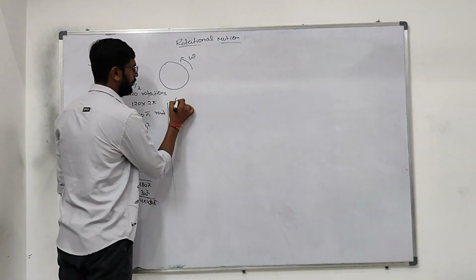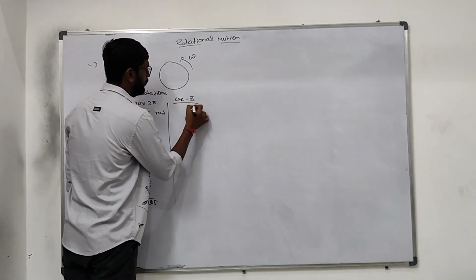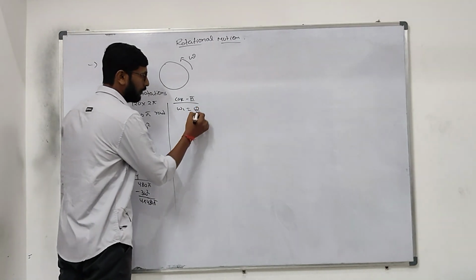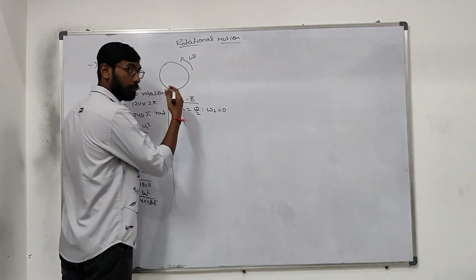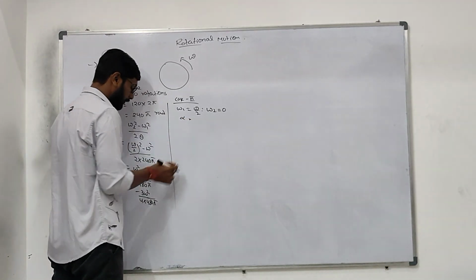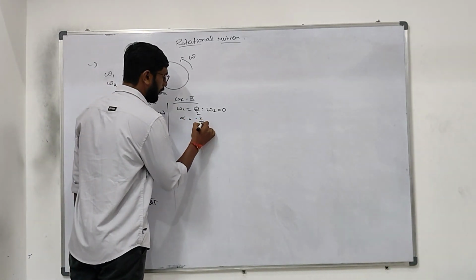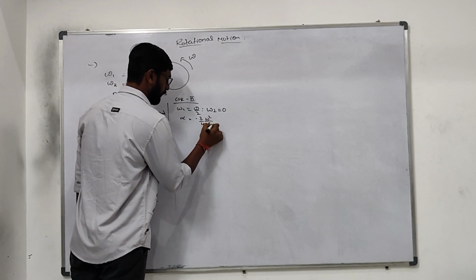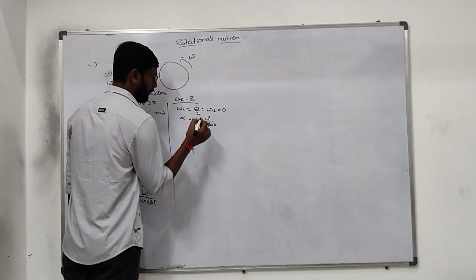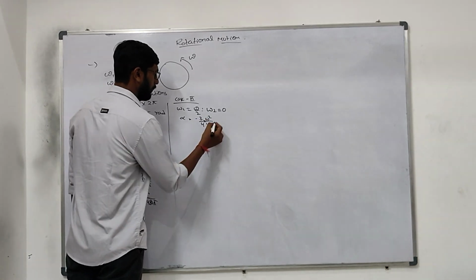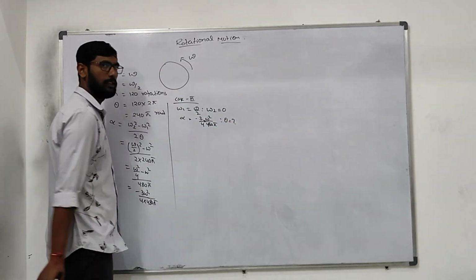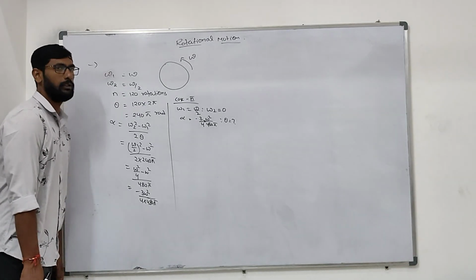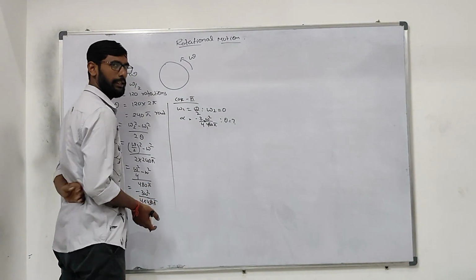In case 2, what will it be? Omega 1 is omega by 2. Omega 2 is 0, it should come to rest. Alpha is minus 3 by 4 omega square by 480. How many rotations you need to find? First you find theta, then how to find n, that we'll see.